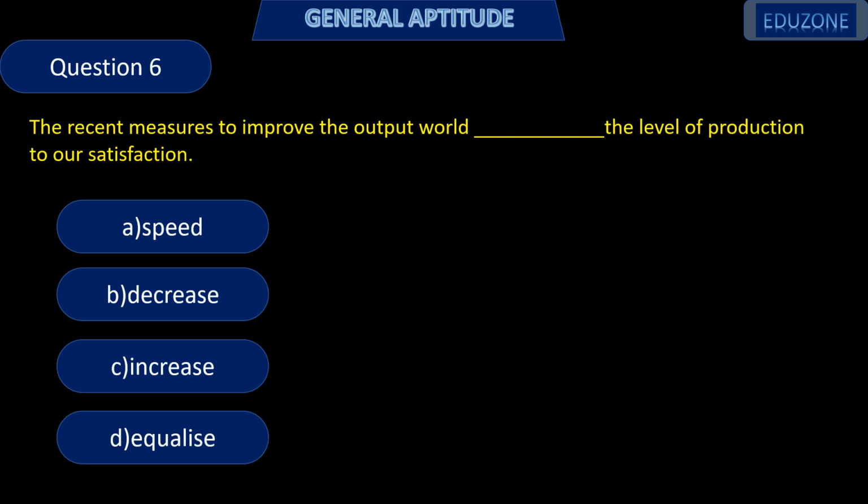The measures to improve the output would dash the level of production to our satisfaction. That is, improvement in the output will increase the level of production. So that is increase.